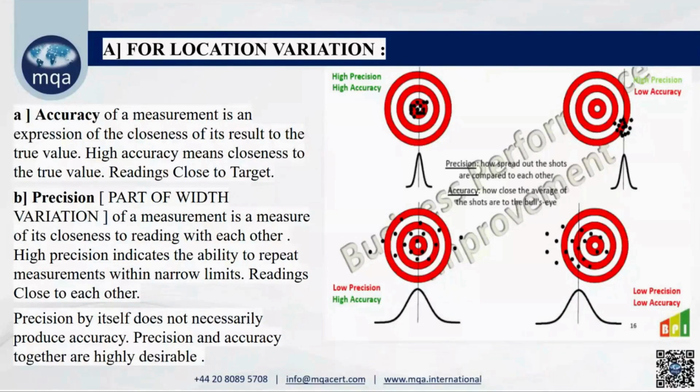Then second is precision. Precision means if we are measuring the same part 10 times, how close are our readings to each other? Here we are not concerned about the center. We are concerned about the closeness of the readings to each other. In accuracy, we are concerned about the closeness of the readings to the center. In precision, we are concerned about the closeness of the readings to each other.